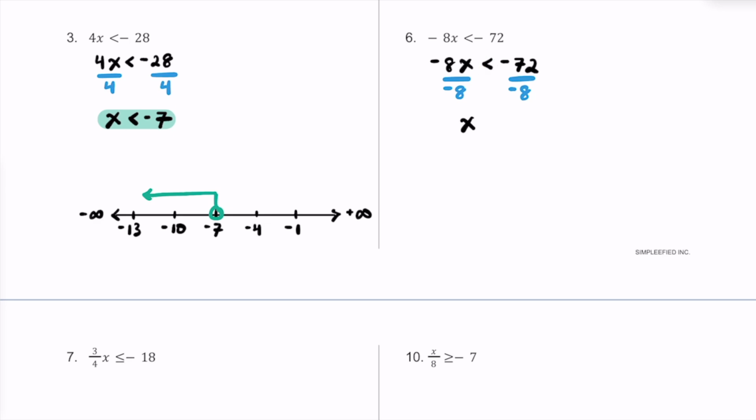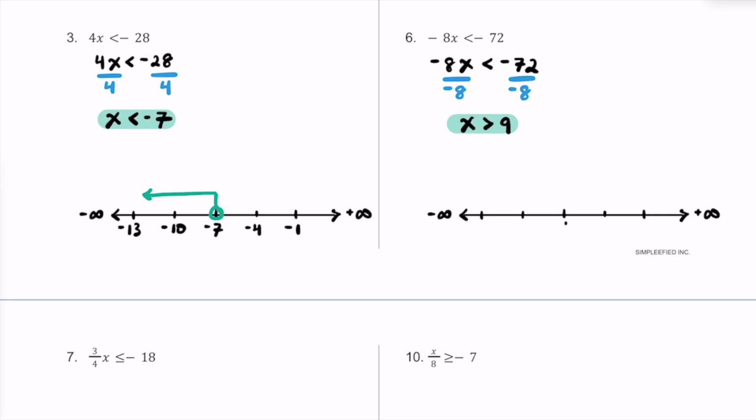It's going to flip the other way. It's going to turn into a greater than symbol. And then what is 72 divided by 8? It is 9, but it's the opposite of 72 divided by the opposite of 8. So the opposite of 9 is just 9. All right, so this would be our solution.